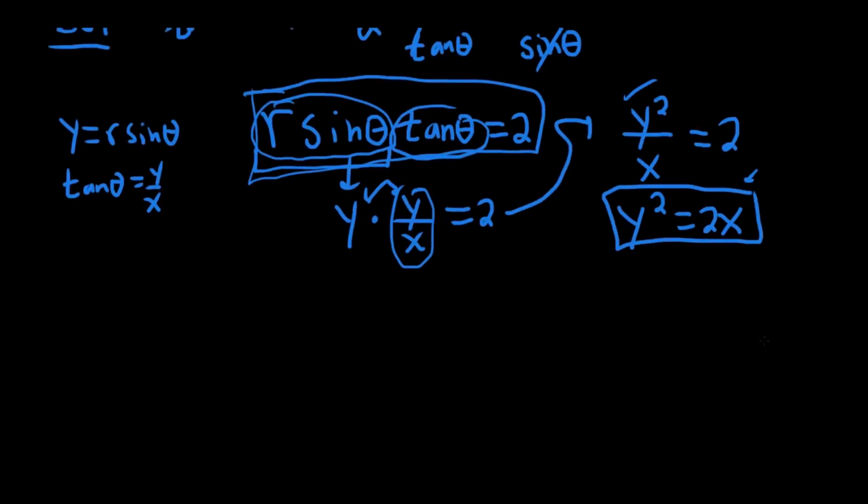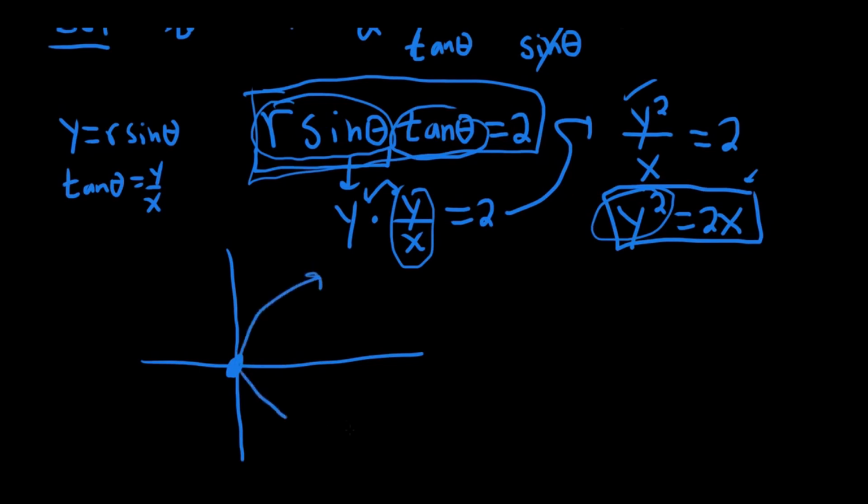This is a parabola. It's a sideways parabola. So it looks something like this, just from memory. If you plug in 0 for x, you get 0 for y. And if you plug in any value of x, y squared has to be positive or 0. So it's going to look something like this. It's a parabola that opens right. I hope this video has been helpful.